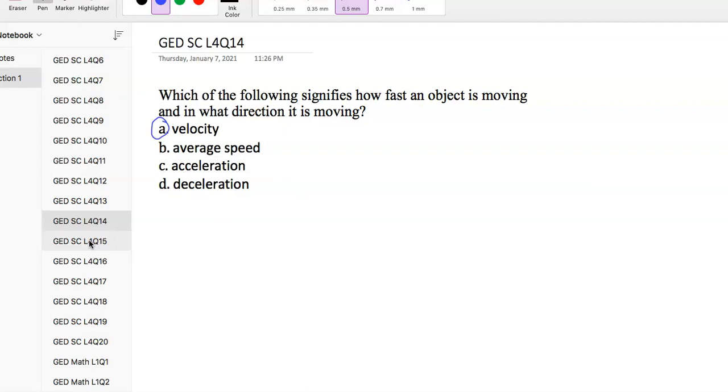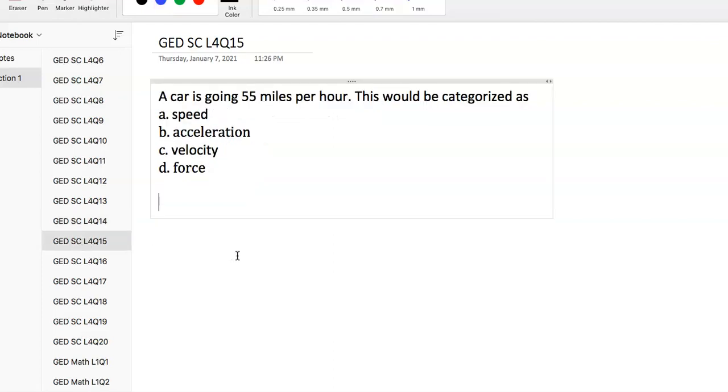So if we have how fast something's going and what direction, that's velocity. Another question similar. A car is going 55 miles per hour. Gave away the answer. This would be characterized as speed.